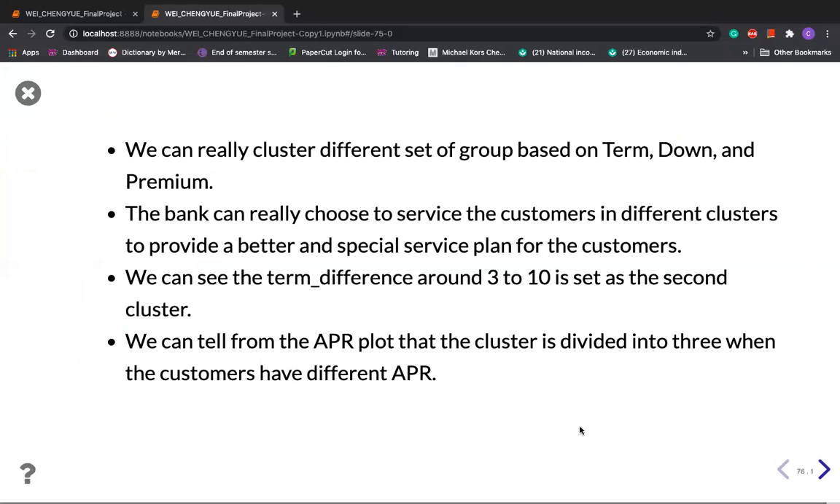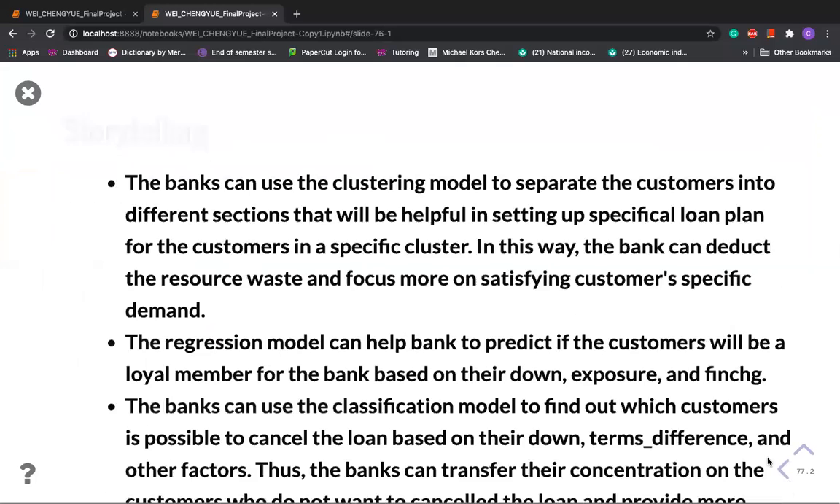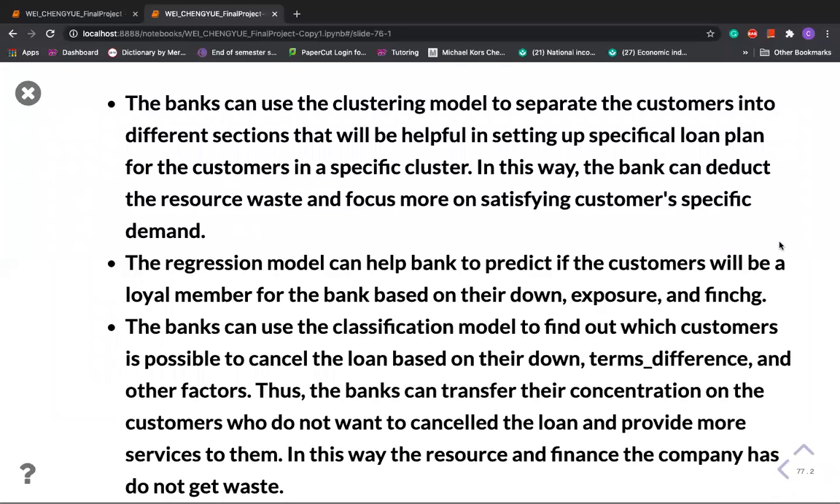And we can tell from the APR plot that the cluster is divided into 3 when the clusters have different APR. So we have some conclusions here. The bank can use the clustering model to separate the customers into different sections. That will be helpful in setting out special loan plans for the customers in a specific cluster. In this way, the bank can reduce resource waste and focus more on satisfying customer-specific demand. The regression model can help the bank predict if the customer will be a loyal member of the bank based on their down payment, exposure, and finance.